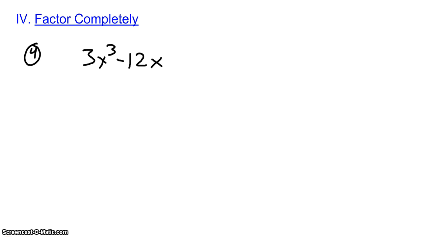Okay, so what are you pulling out of this? Is there a GCF right now? Jenna? 3x. And what are you left with? We're left with x squared minus 2. Okay, so are we done?